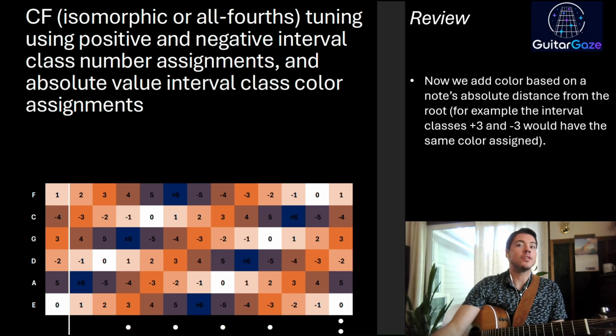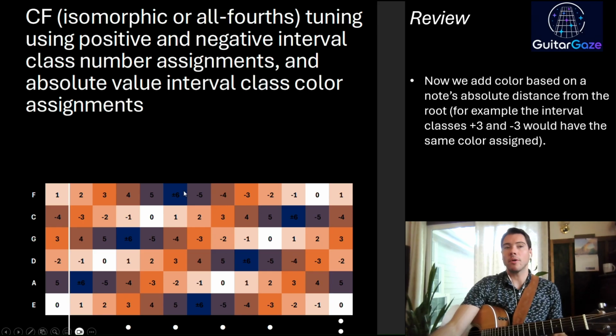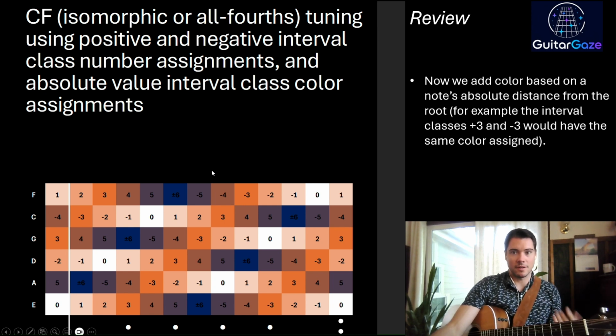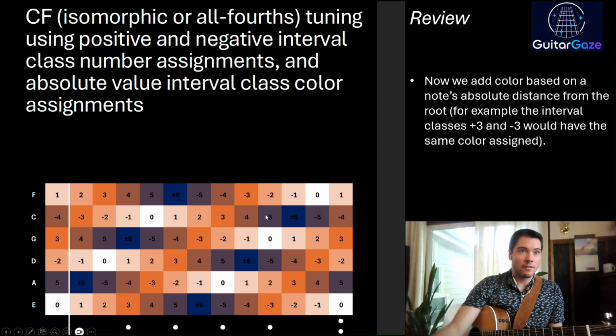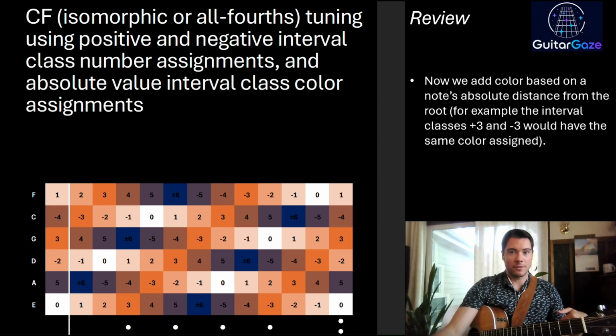So that repeating geometric pattern that I just mentioned, which you can see pretty clearly in the image here, is super important thing number 3. In CF isomorphic all-fourths tuning, the notes on the guitar repeat themselves in the same way everywhere on the fretboard. No matter where you're at on the fretboard, if you are at the root note, which is 0, you've got the same notes immediately around it as you do anywhere else that note is located. Which leads us to important thing number 4.